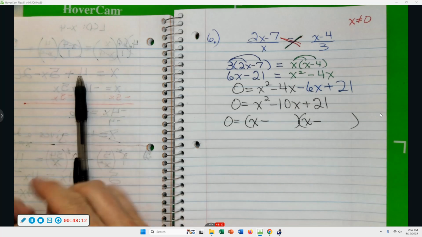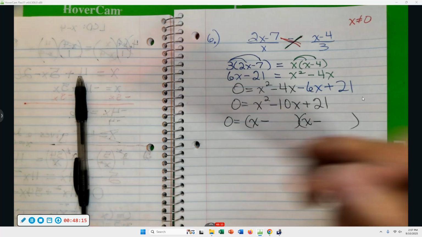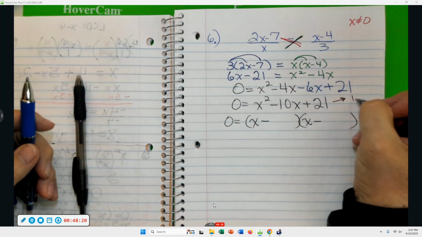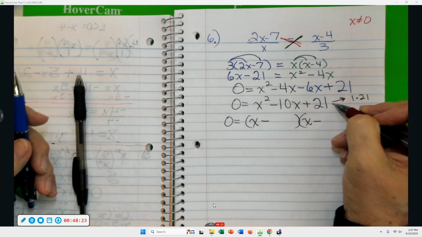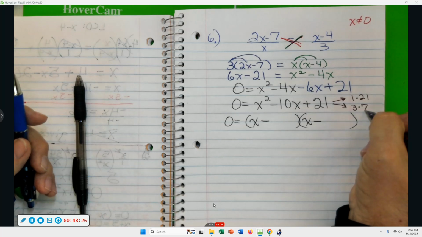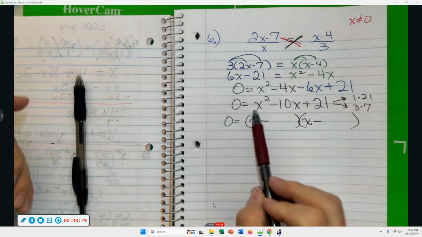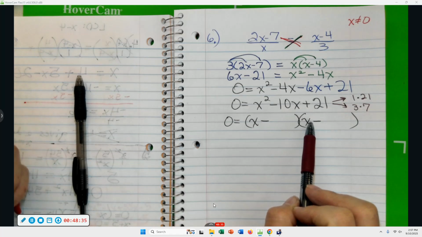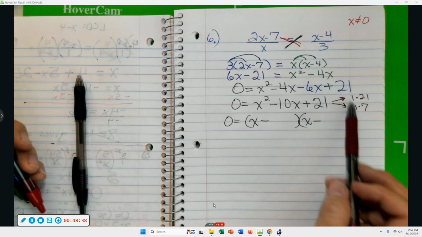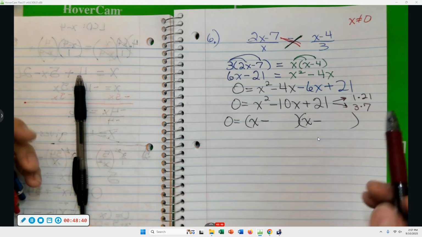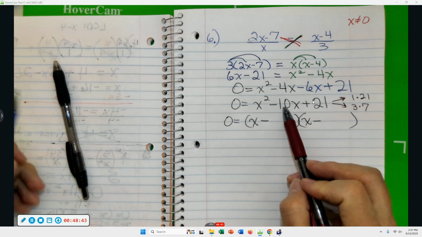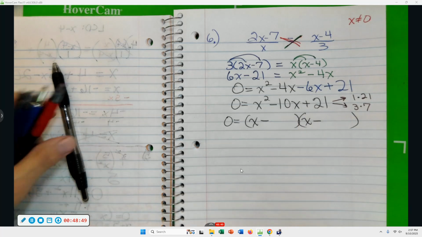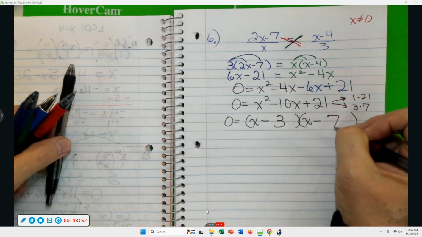Now for 21, there's only 2 possibilities. 1 times 21, or 3 times 7. It's a simple trinomial. It's simple because you know the first terms automatically, but it's also simple because you can just look at this pair and pick out the pair you need. You use the pair that adds or subtracts to give you 10. In this case, they're adding. 3 plus 7 gives us a 10. To give us 3 and 7.